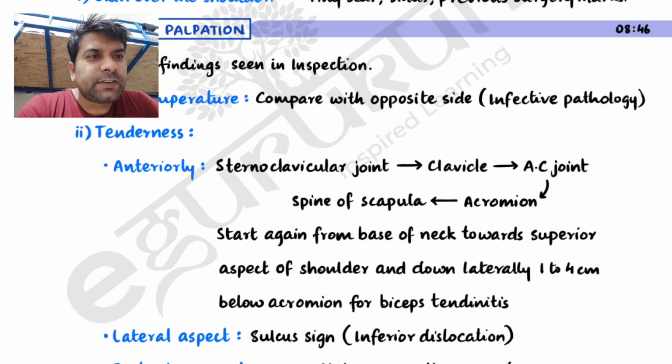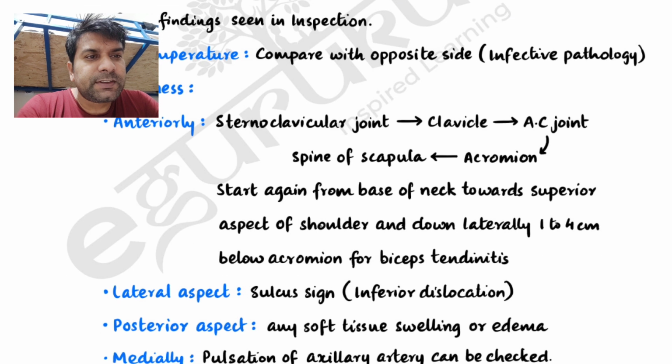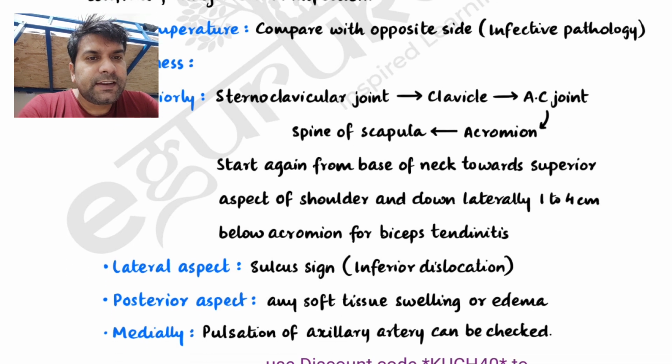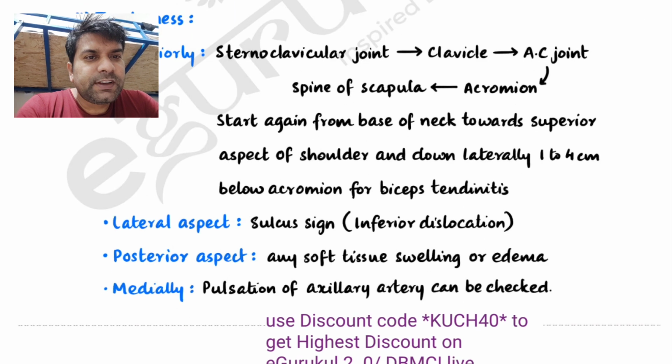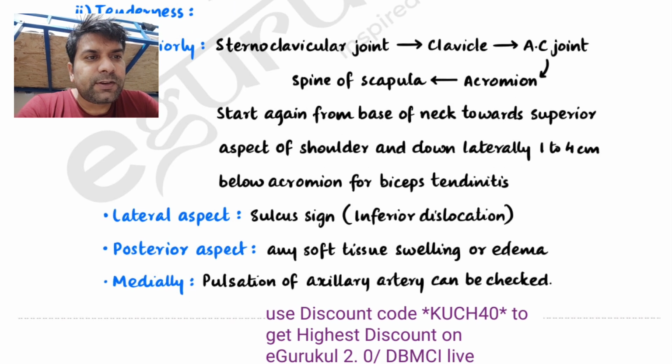Start again from base of neck towards superior aspect of shoulder and down laterally 1 to 4 cm below acromion for biceps tendinitis. In lateral aspect, sulcus sign, inferior dislocation. Posterior aspect, any soft tissue swelling or edema. Medially, pulsation of axillary artery can be checked.